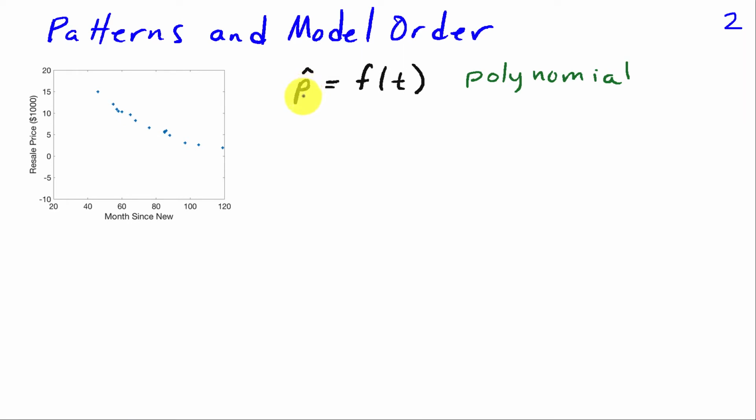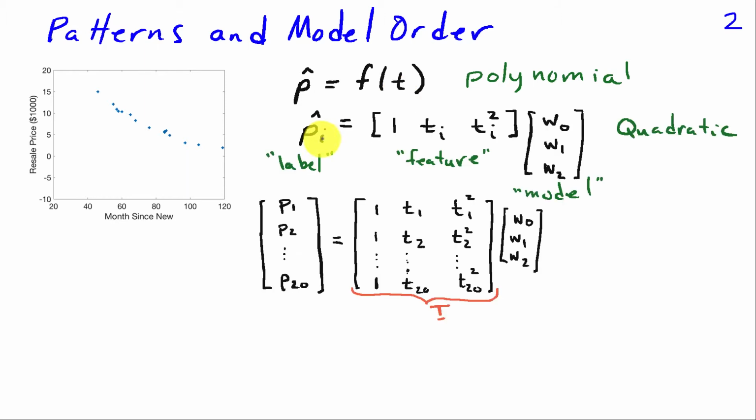We'll assume we're going to estimate the price, P, and the hat is denoting the estimate, as a polynomial function of the time since the vehicle was new. Now we could use other functions like exponential functions or even sinusoids. We'll denote the price at sale i as P hat sub i, and so the label is P hat.